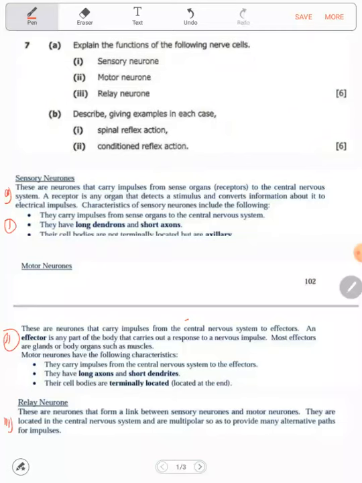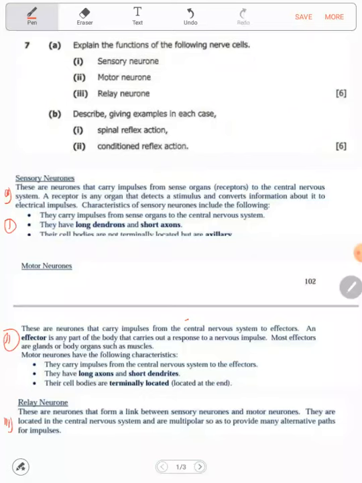Then two is the motor neuron. These are neurons that carry impulses from the central nervous system now to the effector. An effector is any part of the body that carries out a response to a nervous impulse. Most effectors are glands or body organs such as the muscles. You can look at the characteristics as well there. Motor neurons carry impulses from the central nervous system to the effector. They have long axons and short dendrites.